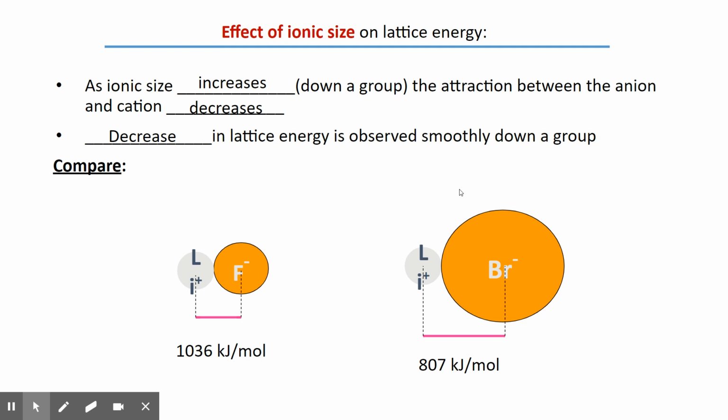So, making sure that you understand what our trends look like, our ion size is going to increase as we go down, which hopefully makes common sense to you. And your attraction is going to decrease. So as your size increases, your attraction is going to decrease. Same with your lattice energy.